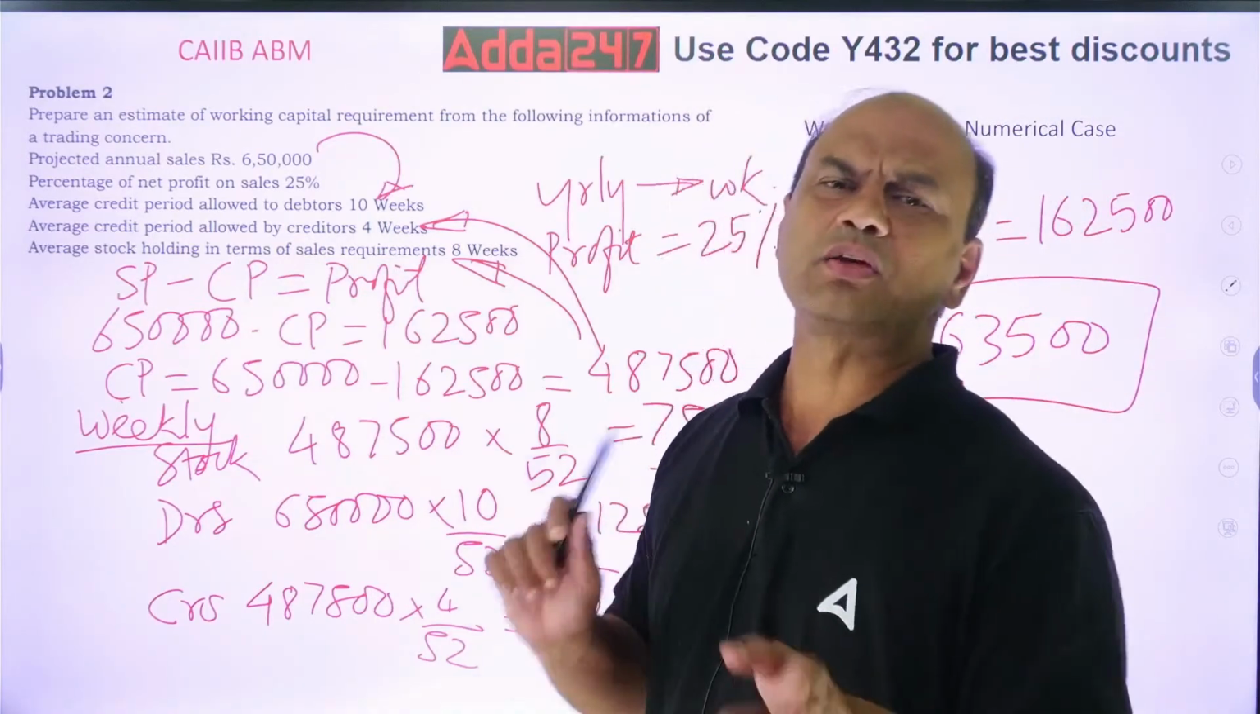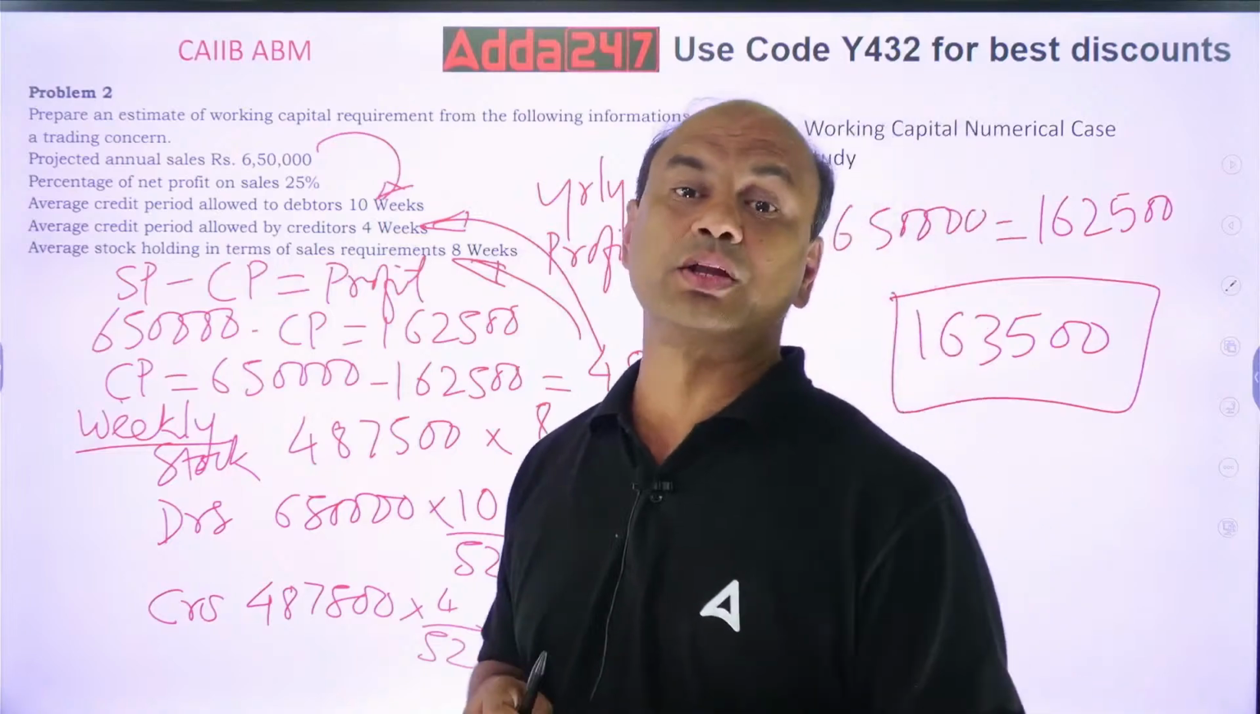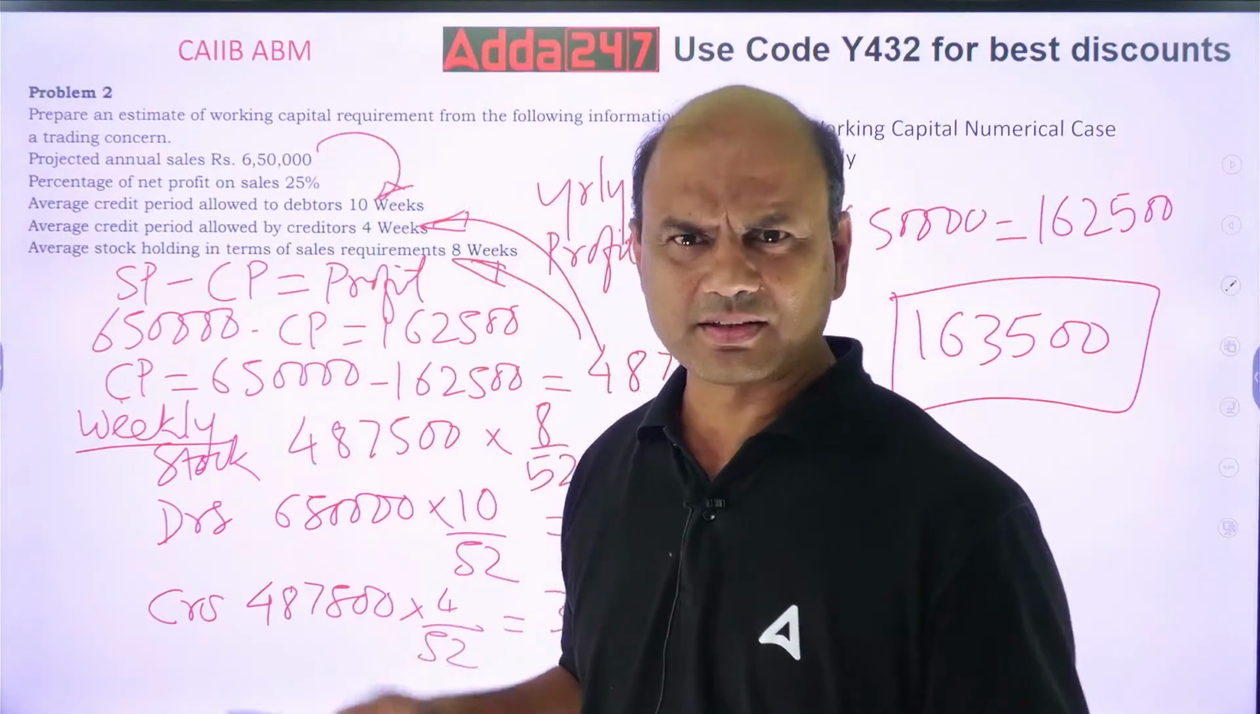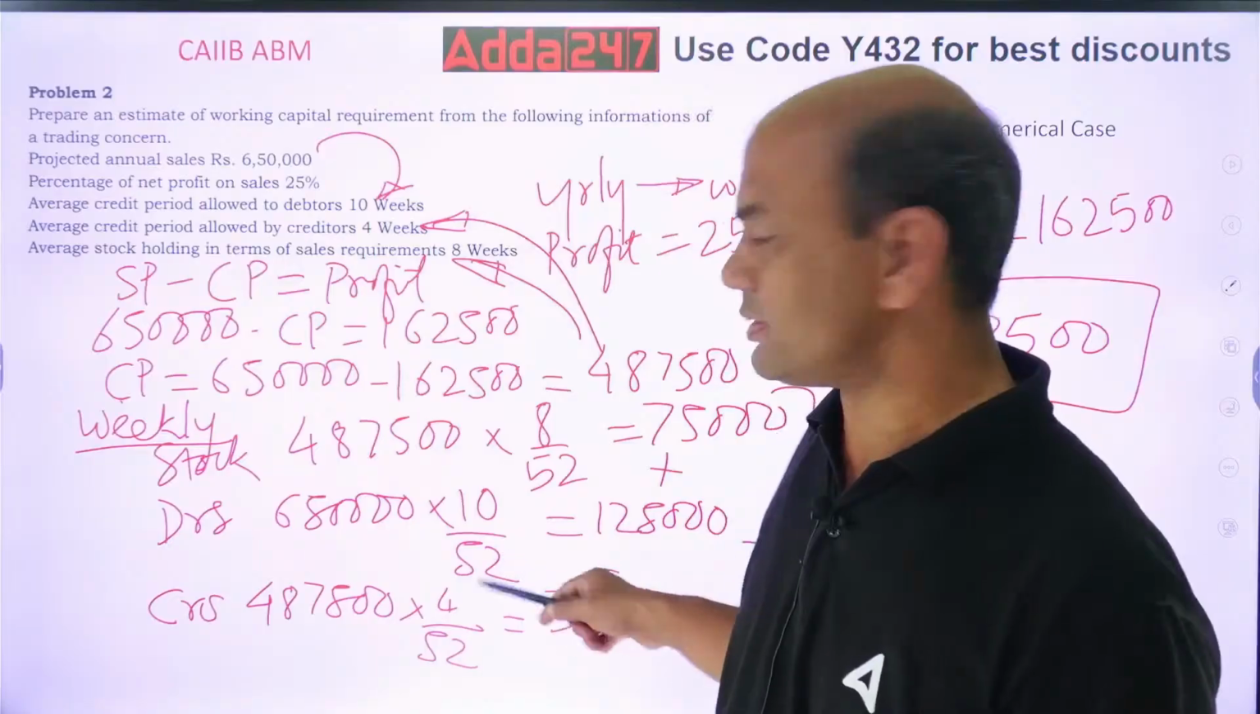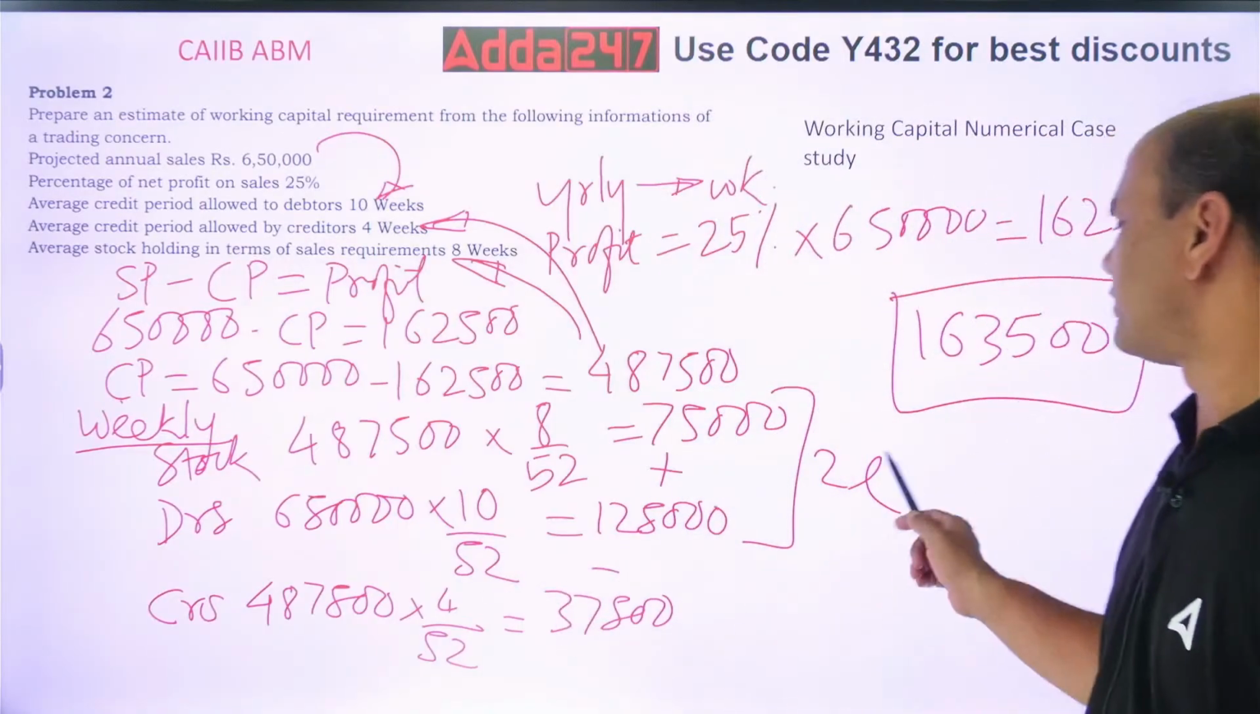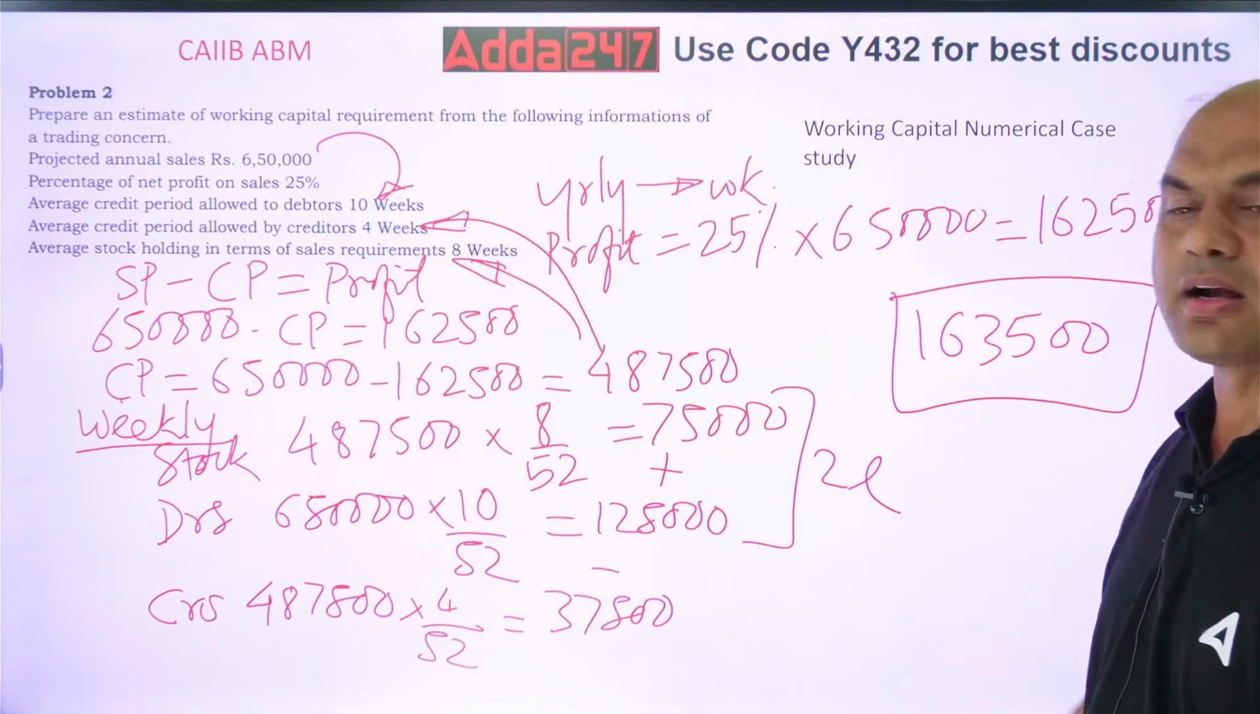But these totals, both of them combined, are known as what? Current asset. What is my current asset total? 75 plus 125, 2 lakhs. This is my current asset.